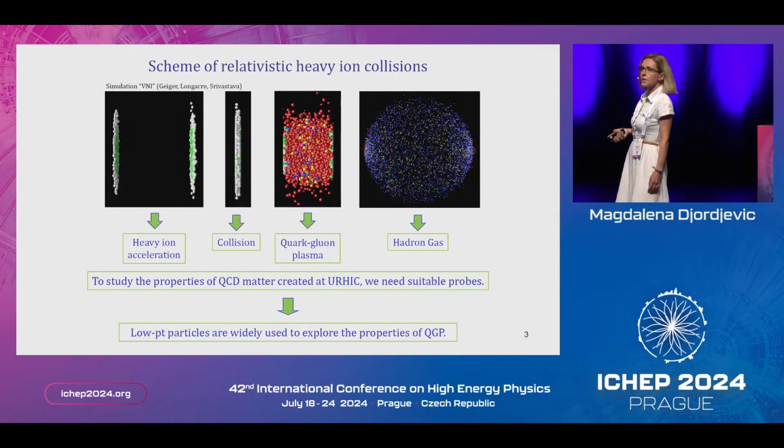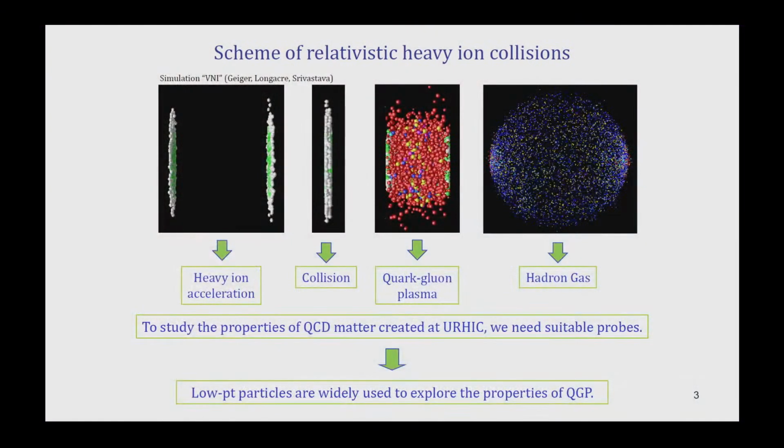So here is a simplified scheme of ultra-relativistic heavy ion collisions. First, heavy ions are accelerated to extremely large kinetic energies. Their speed is close to the speed of light, so they will be Lorentz contracted, and they look like two tiny disks. Then they collide, and then they pass through each other, leaving behind them a matter of extremely high energy density. And if this energy density is high enough, quark-gluon plasma will be created. Then quark-gluon plasma rapidly expands and cools down, and its constituents, quarks and gluons, hadronize. And finally, these hadrons are detected in a detector.